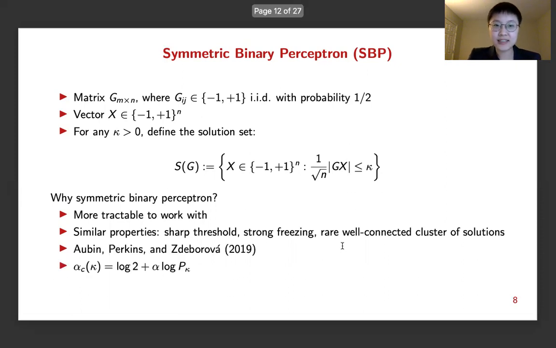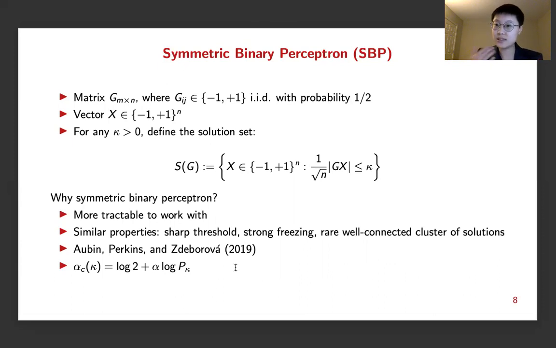So I want to say that this symmetric binary perceptron was originally introduced by Abbe and co-authors in this paper, and some of the preliminary first and second moment computation was done there. According to the computation, you can see that alpha_c of kappa equals log 2 plus alpha log of p kappa, where this p kappa is some explicit probability that depends on kappa.